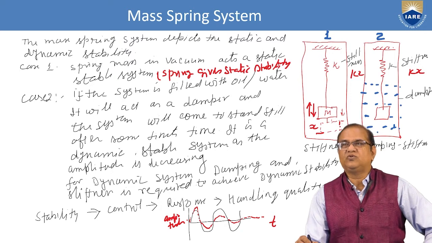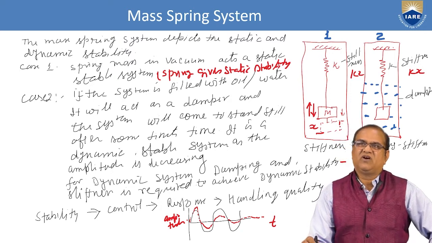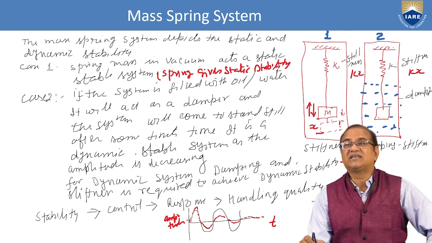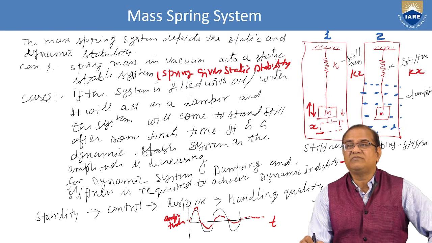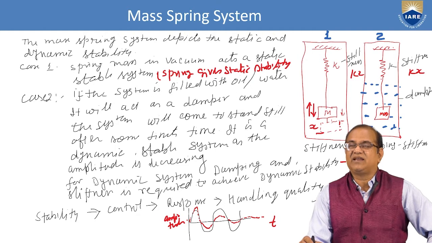If you take case 2, it is the same, only this blue dot is some oil or some fluid put inside, and this acts like a damper. In case 1 it continues vibrating, but here, due to this medium, which is oil or something, and this medium is called damping, after some time it will come to its equilibrium position. So this case 2 is dynamically stable.